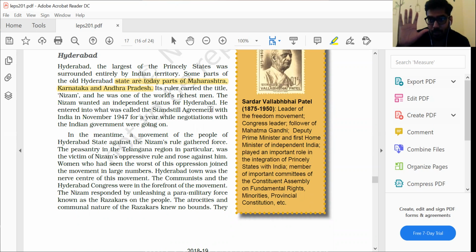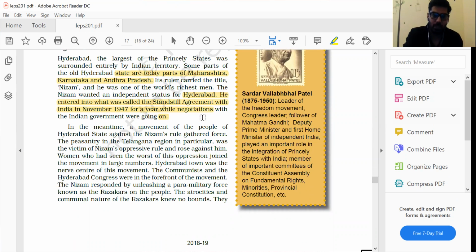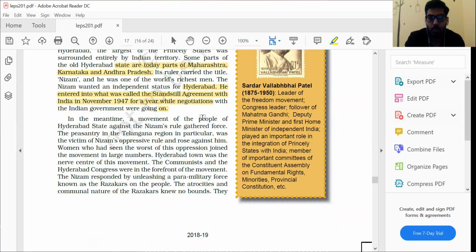He said that I'll be a different country and enter into what is called a standstill agreement with India in November 47 for a year. That whatever you want or whatever I want, currently we are different, and this will go on for a year. Stand still as it is. There would be an agreement, and then we can negotiate. In the meantime, a movement of the people of Hyderabad state against the Nizam's rule gathered force. The people were like, no, we want to be with India.